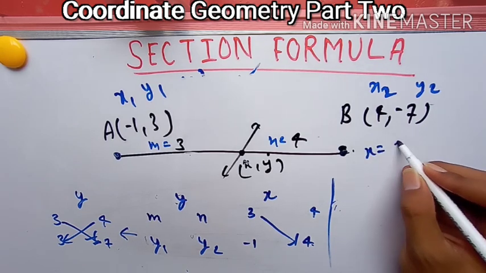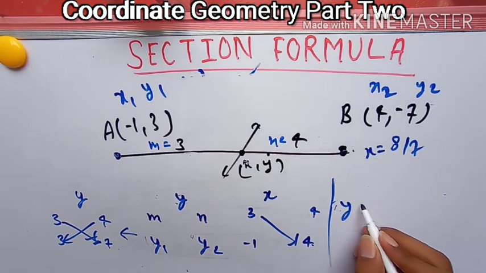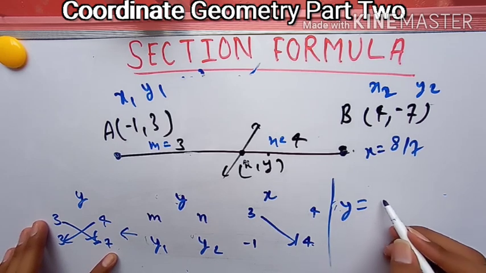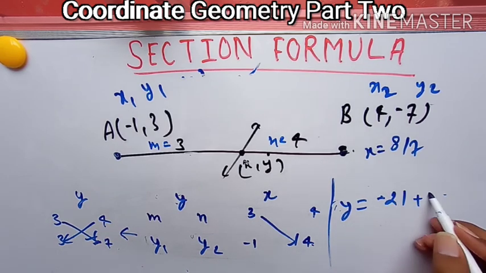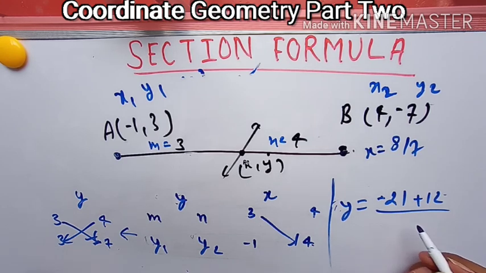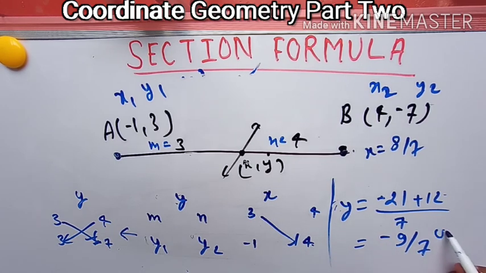This is your first answer, 8 by 7. Y is equal to 7. 3 fours are 12, 3 sevens are 21, and there is a minus sign, so we'll write it as minus 21. 4 threes are 12, plus 12 upon 3 plus 4, which is 7. This gives you 21 minus 12, minus 9. Okay, minus 9 by 7 units.